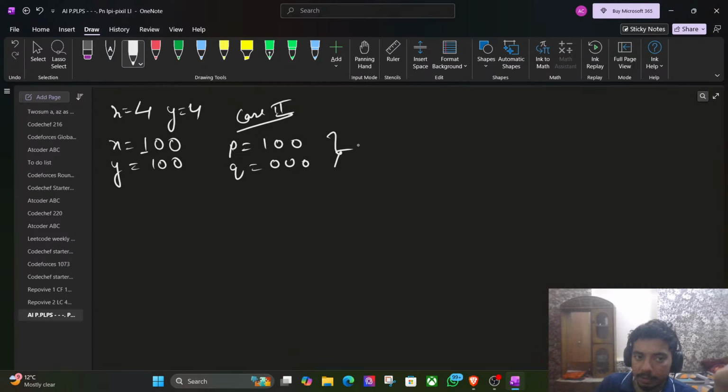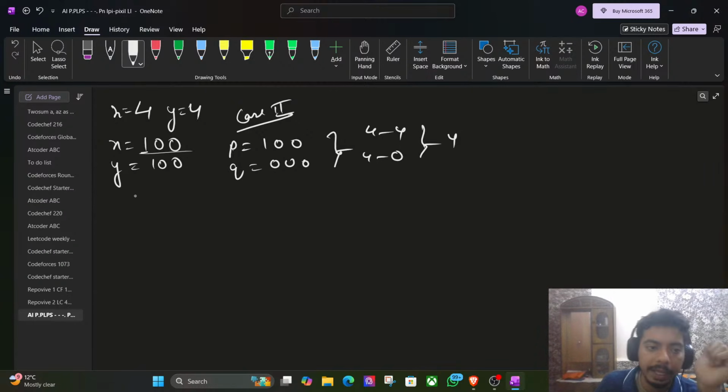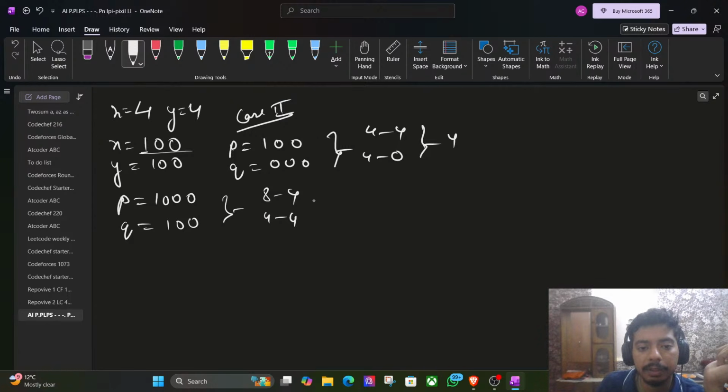So your answer will not be the minimum, it will be 4 minus 4 and 4 minus 0, which comes out to be 4. And if you take the case 3 approach, in which you make your P as 8 and Q the same 4, then here also it is 8 minus 4 and 4 minus 4, still 4.